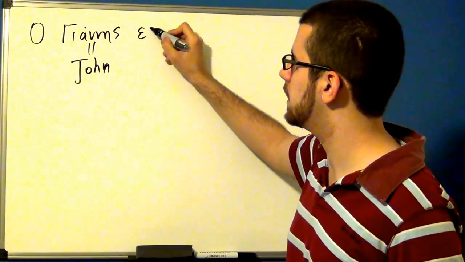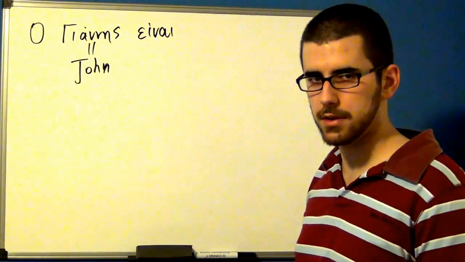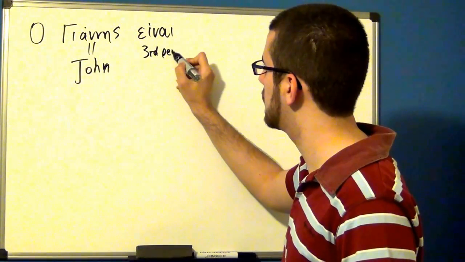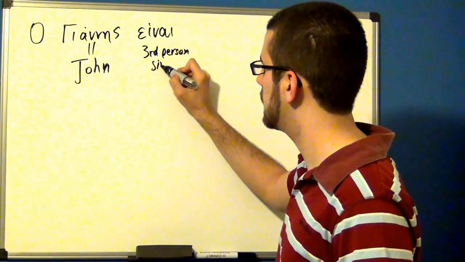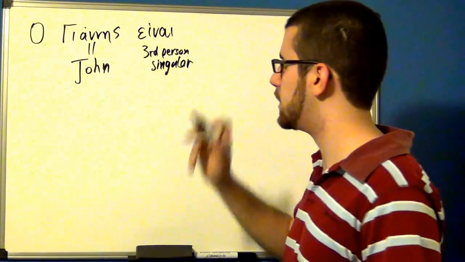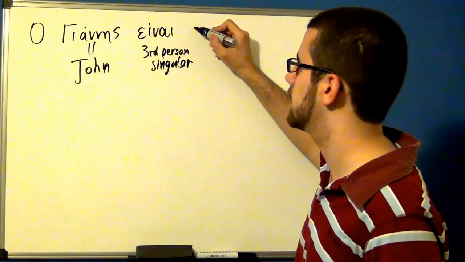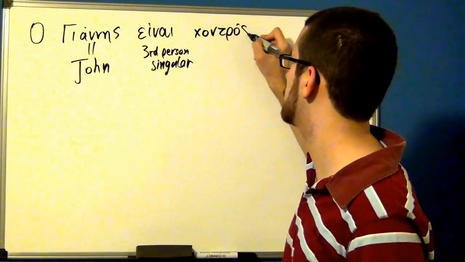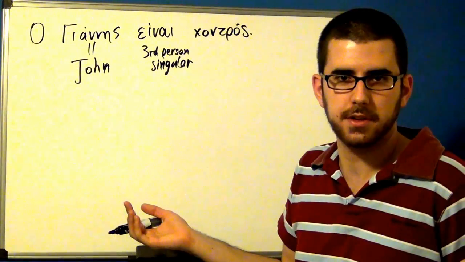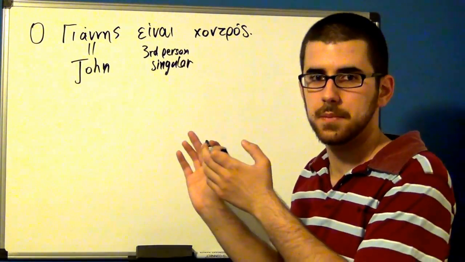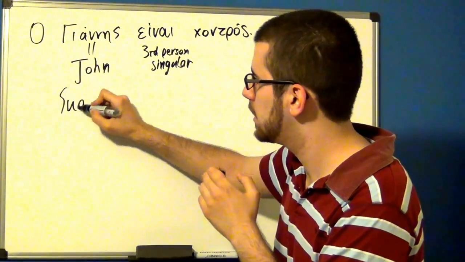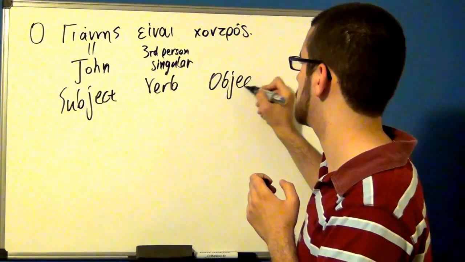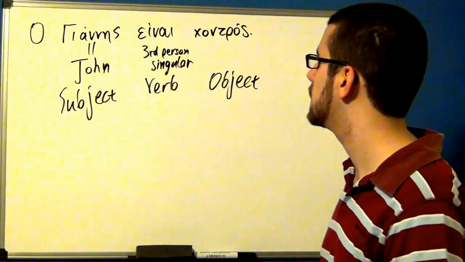O Yannis είναι. If you look back in the videos, you'll see that this is third person singular. So he is. What do you want him to be? I want him to be fat. I didn't write this adjective before. Είναι χοντρός. Simple phrase. In this case, I'm writing it in subject, verb, object order. Right?